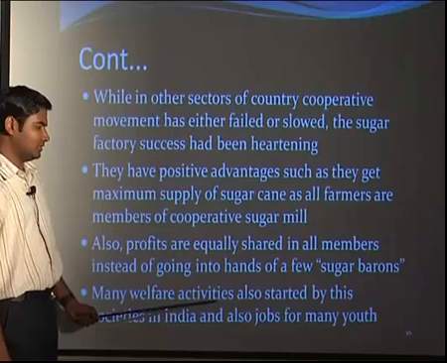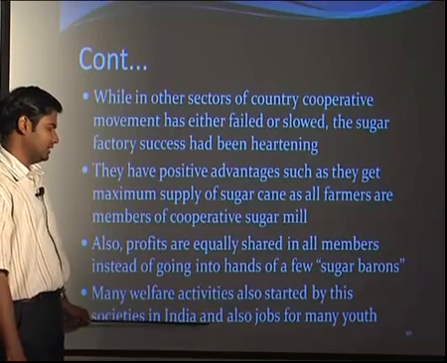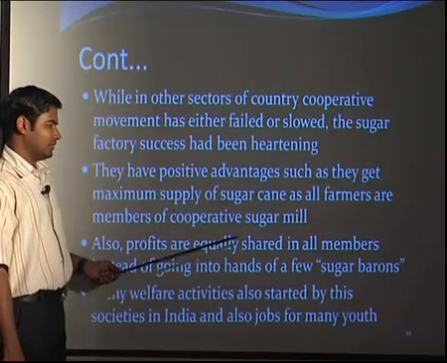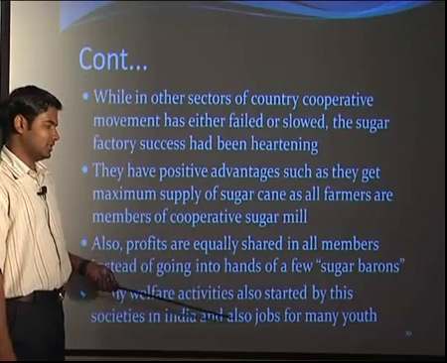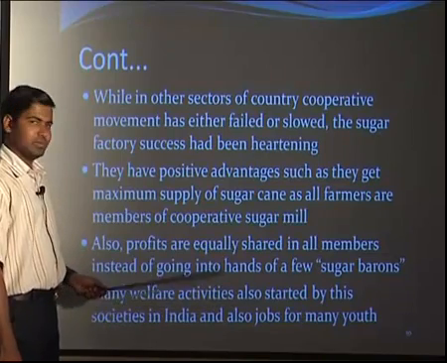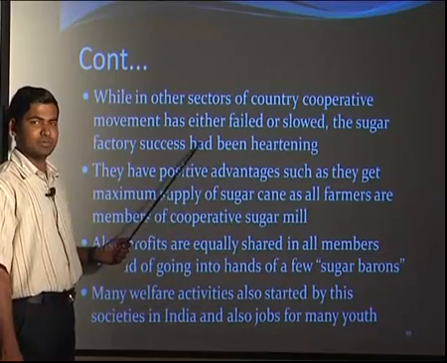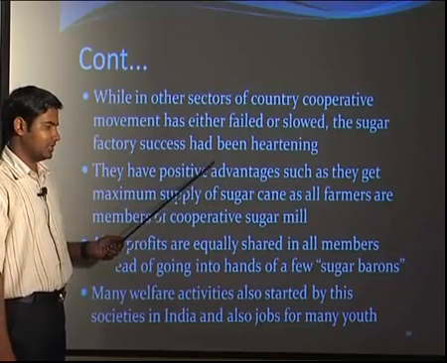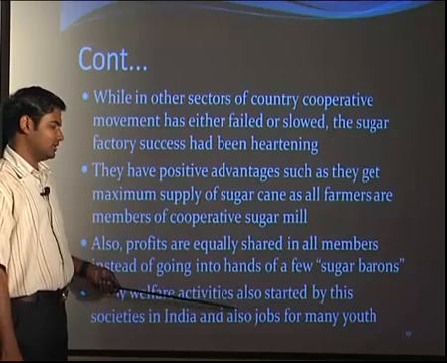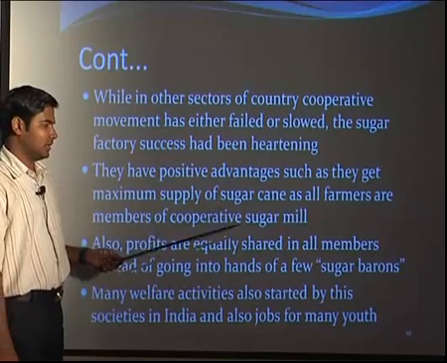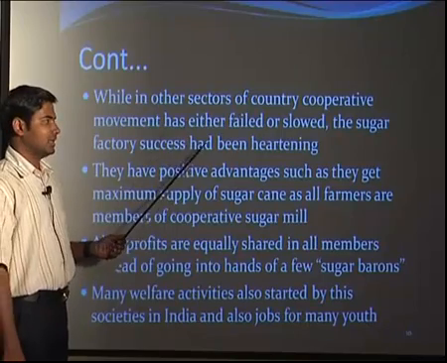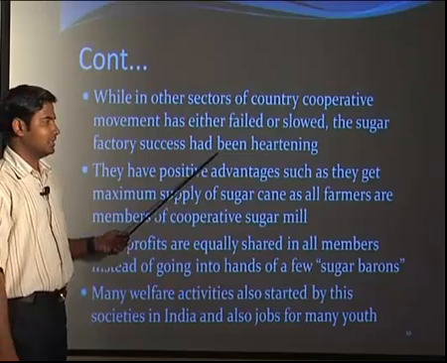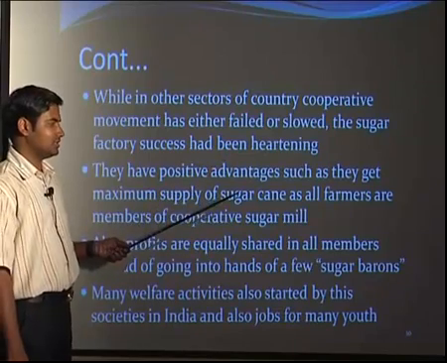Many welfare activities have also been started by these societies in India, and also jobs for many youths. So the sugarcane industry, with the help of the farmers and whatever profits they are getting, has started many activities, such as schools and medical hospitals, and they are also supplying electric energy. Also, it is the main thing responsible for the production of jobs. So employment is also produced by sugarcane. Hence this is one of the important industries that we need to study when the Indian chemical industrial scenario is considered.